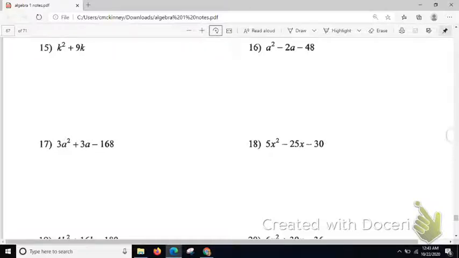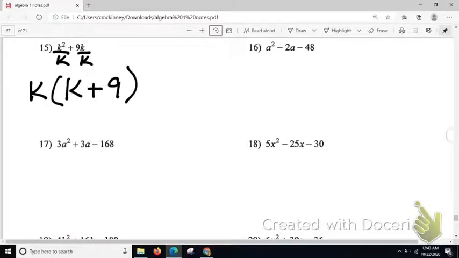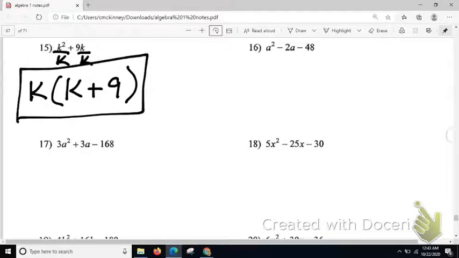But we do have something in common. They both have a k. And then that just leaves me with k plus 9. And that's just done in this case. Don't try to make life harder than it is.